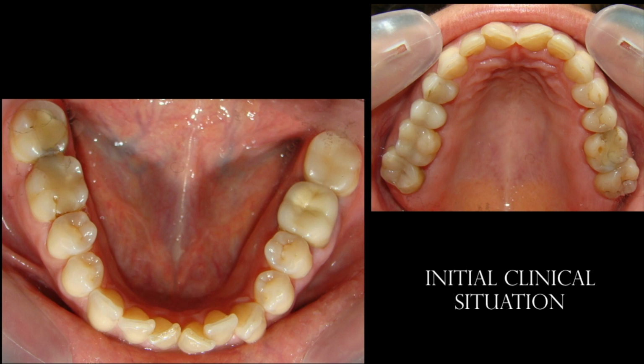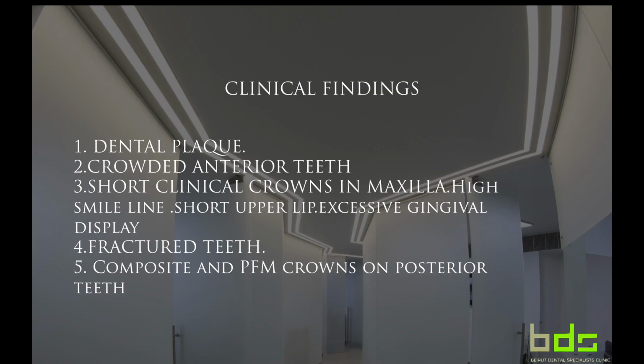This is the occlusal shot of the mandibular teeth with composite restorations in the posterior area and the crowding in the anterior area, as well as the maxillary teeth with the crowding in the anterior area and the composite restoration in the posterior. So the clinical findings are dental plaque, crowded anterior teeth, short clinical crowns in the maxilla, especially the anterior maxilla. We have a high smile line, a short upper lip, an excessive gingival display. This is our main concern. Fractured teeth and composite restorations.